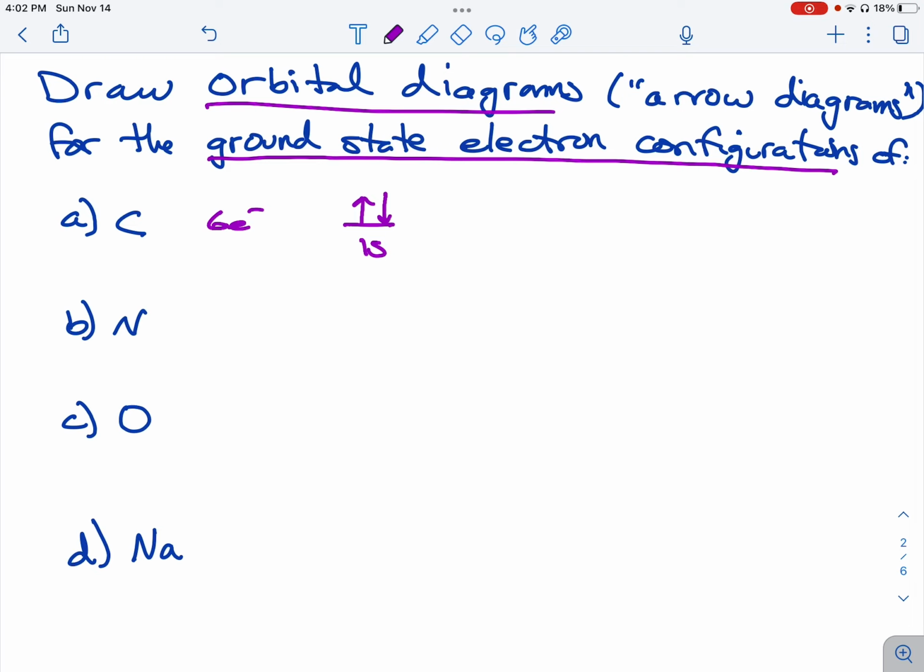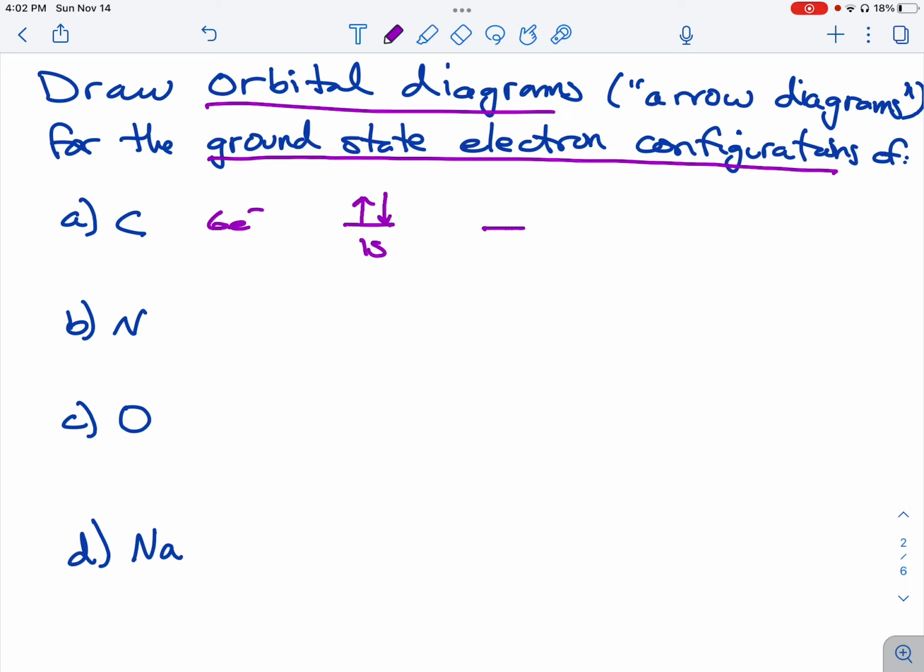But we're going to, and you can only have 2 electrons in a single orbital. That's allowed to exist in a single orbital. So each orbital will have 2 electrons. One of them will have a spin up, one of them will have a spin down. We represent them as an up and down arrow in these orbital diagrams.